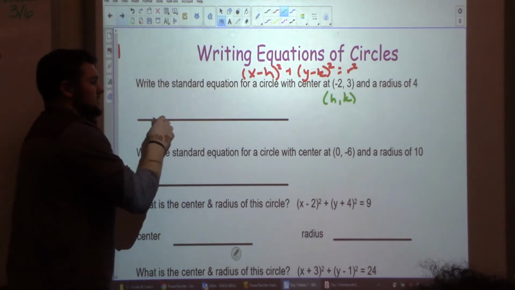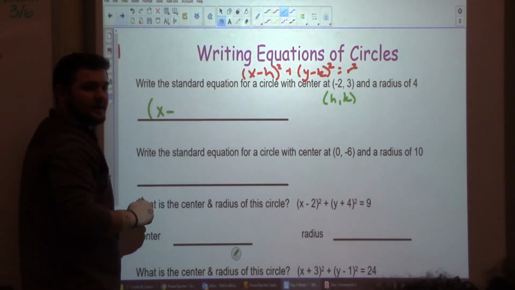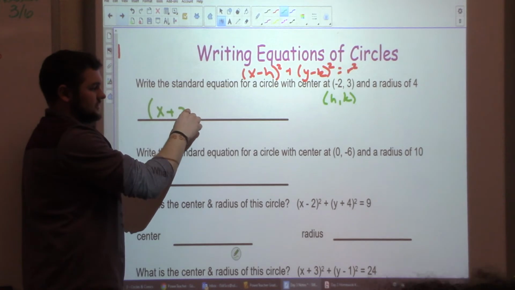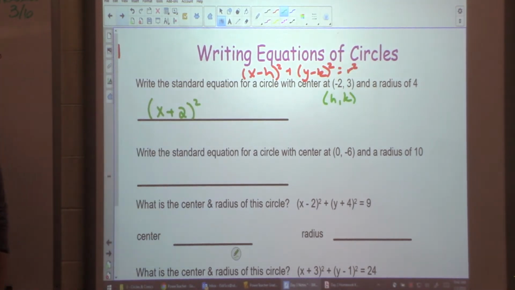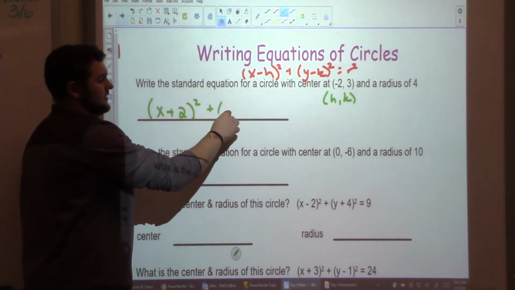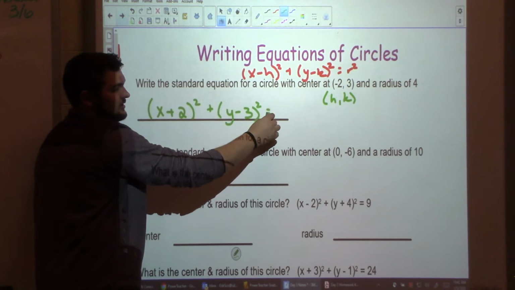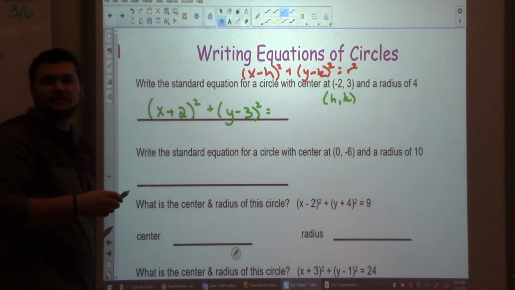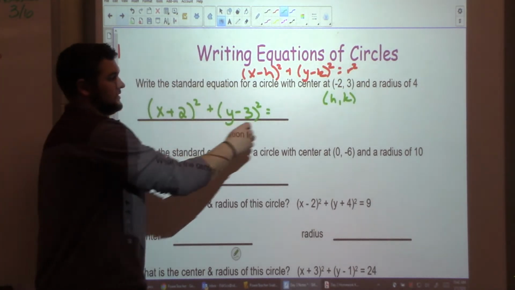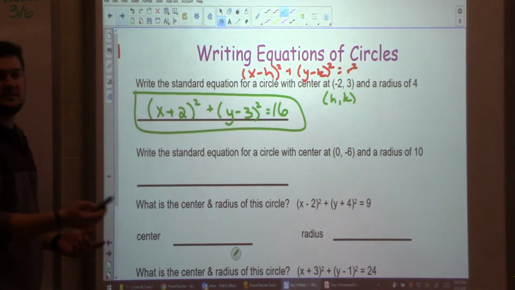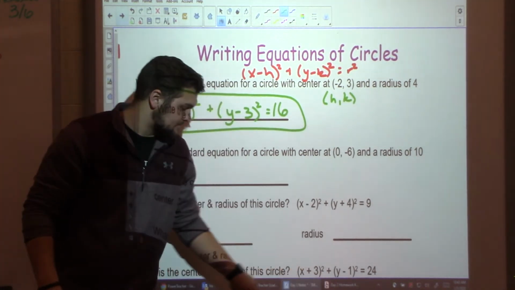Well, I'm going to follow my equation here. X minus h squared. Well, my h is negative 2, so minus negative 2 is like plus 2, right? Squared. If you write minus negative 2, do you think you get it marked wrong? No, that's perfectly okay. I just like to change it to a plus. Plus y minus k squared. Well, k is 3, so y minus 3 squared equals my radius squared. What's my radius? 4. What's 4 squared? 16. So we get x plus 2 squared plus y minus 3 squared equals 16. Done. That's my equation in standard form.